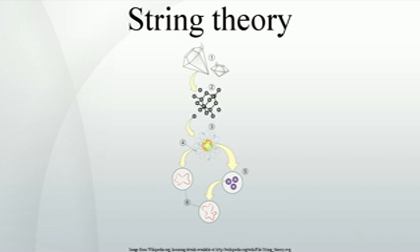In addition to providing a candidate for a theory of everything, string theory provides many examples of dualities between different physical theories and can therefore be used as a tool for understanding the relationships between these theories.